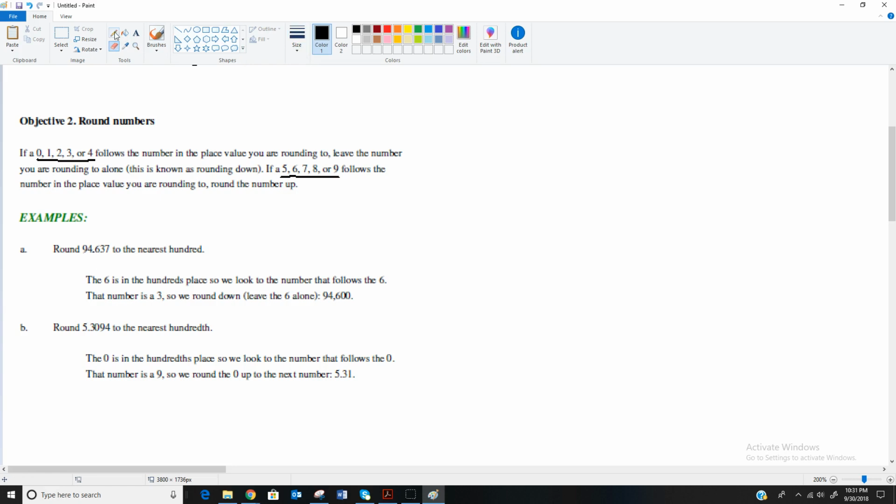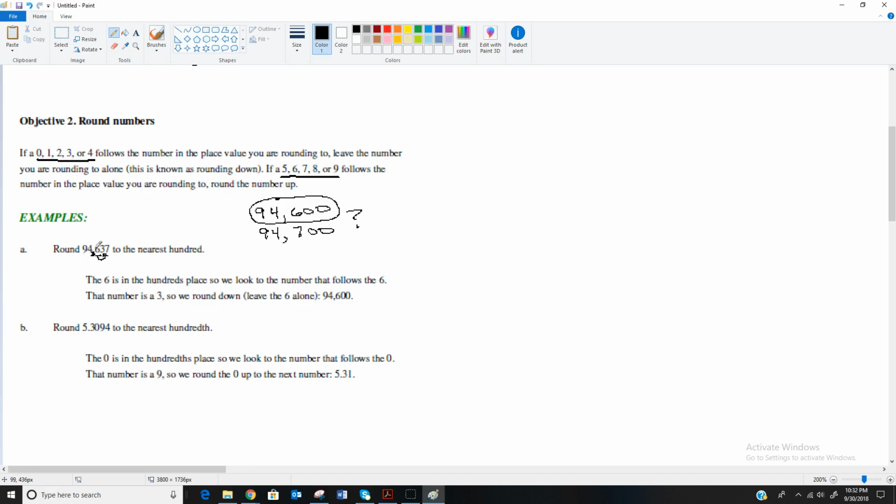Okay, so again, this is a comma right here. And they want us to round it to the nearest 100. So if this is the spot we're trying to round to, this hundreds place, we're going to look to the right of it at this 3, and that's going to tell us whether to leave the 6 alone or whether to round it up. In other words, is 94,637 closer to 94,600, or is it closer to 94,700? That's what we're trying to decide between. Well, since it's 6, 3, and the 3 is less than 5, it is closer to 94,600.